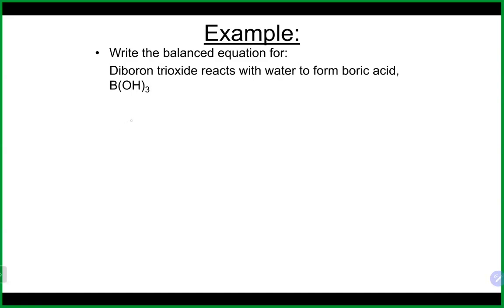So diboron trioxide, that is my type 3, right? So that's a B2O3 action. Reacts with water, which is H2O. And makes boric acid, which is this guy right here. So again, you see, I did not worry about balancing at this point. I got all of the proper formulas down.